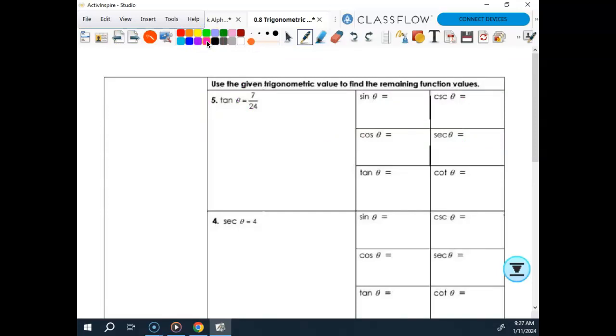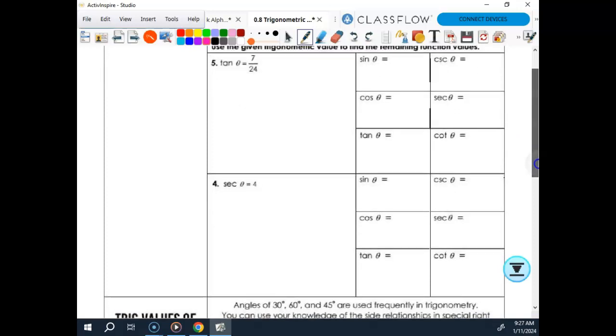So now it says use the given trigonometric value to find the remaining function values. They give me the tangent of theta, so I'm going to go ahead and fill that in: 7 over 24. What other value would I know right away? Cotangent, and that would have to be 24/7, right? Right in front of my face right now, do I have enough information to fill in the other 4? No, I don't, do I?